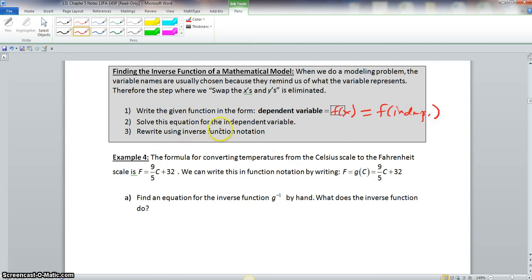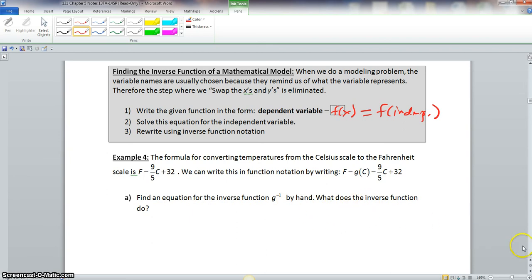It says solve this equation for the independent variable, rewrite using inverse function notation. The formula for converting temperatures from the Celsius scale to the Fahrenheit scale is F is equal to 9/5 times the Celsius plus 32. We can write this in function notation by writing F is equal to G of C, which is equal to 9/5 C plus 32. So now, find an equation for the inverse function G inverse by hand.